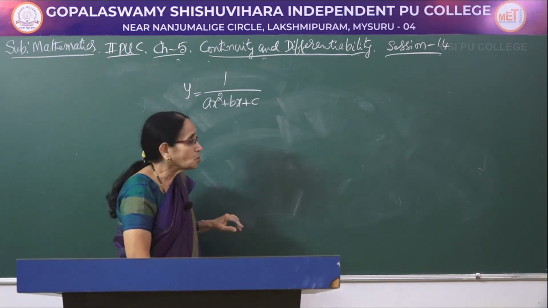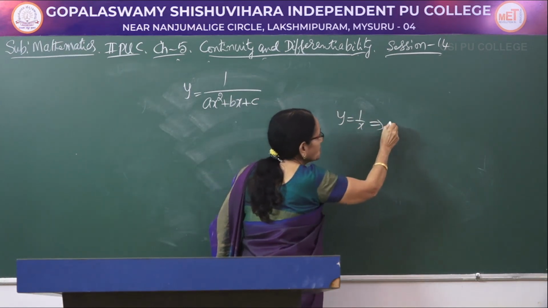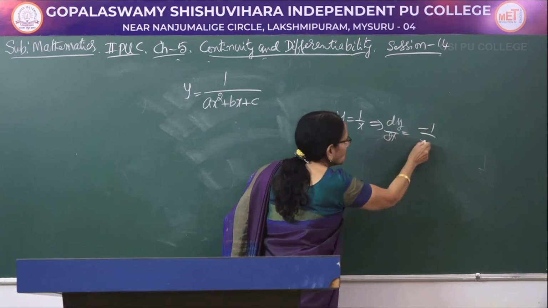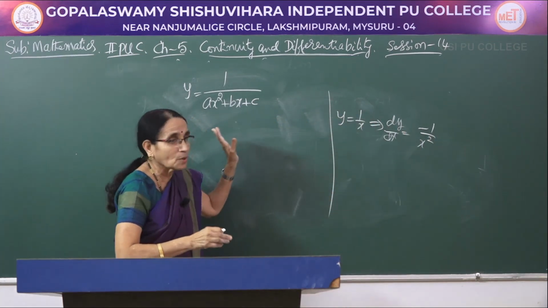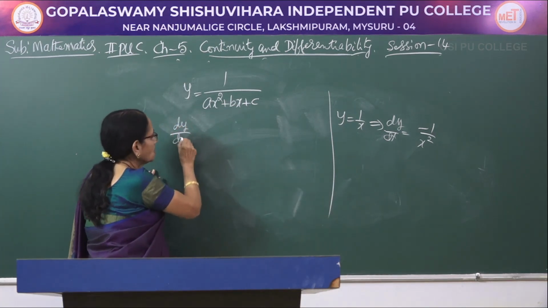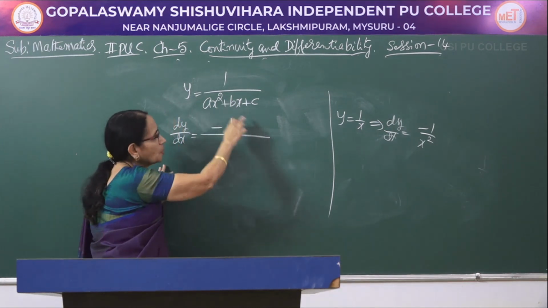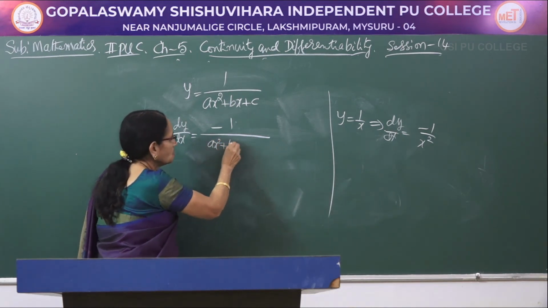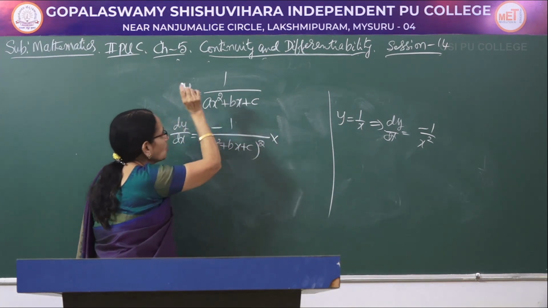But here I am using the formula: if y is equal to 1 by x, what will the derivative be? dy by dx would be equal to minus 1 by x square. So, you can directly write this also. Both the methods are correct. Only for this particular problem I am telling this. First, let me use that formula. dy by dx equal to minus 1 divided by the square, x has become x square, that is ax square plus bx plus c the whole square. So, this part is over.